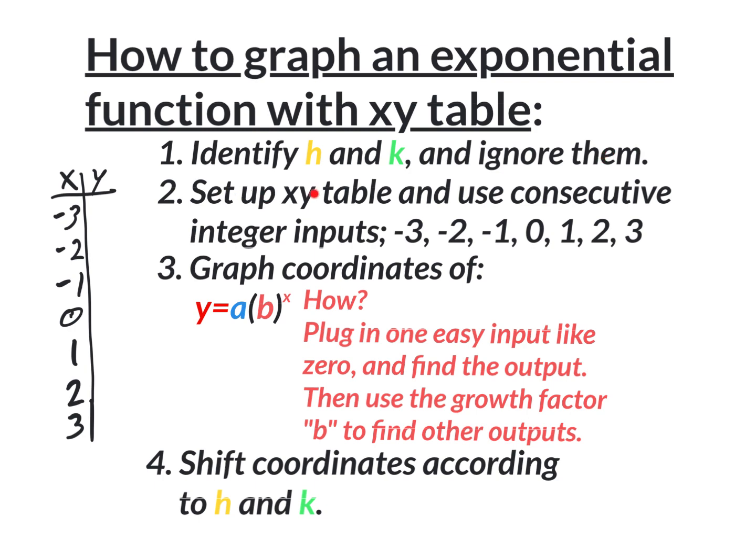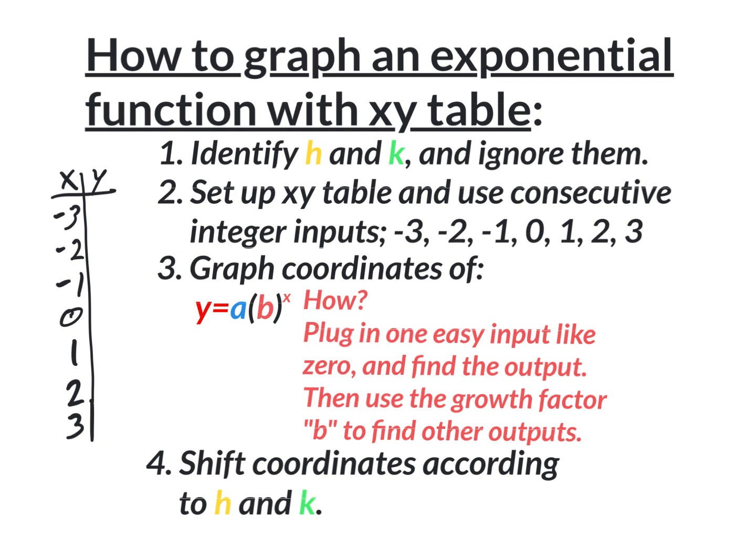And then you're going to set up an XY table. This is an XY table. And you're going to use consecutive integer inputs: -3, -2, -1, 0, 1, 2, 3. Numbers that are in order on your x side. And then the next step is to graph the coordinates of your function without the h or the k. How the heck do you do that?